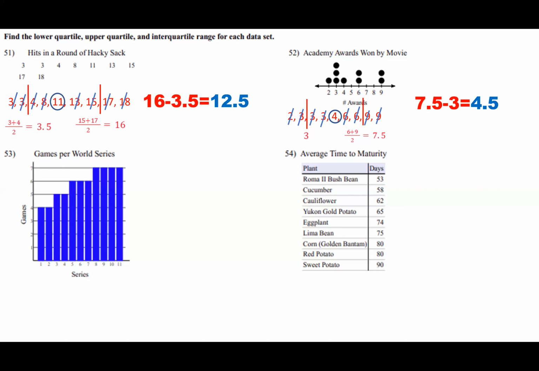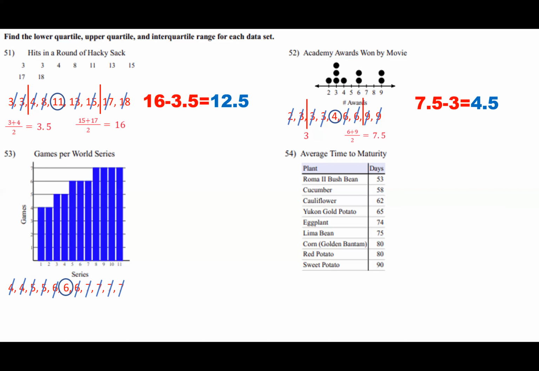Let's take a look at number 53. Let me put my numbers from small to large. And again, I'm looking at the numbers on the left, not the numbers at the bottom. I need to find the median, so I need to find the middle. I'm going to cancel the smallest number and the largest number, and again, and again. So I get that the median is 6.